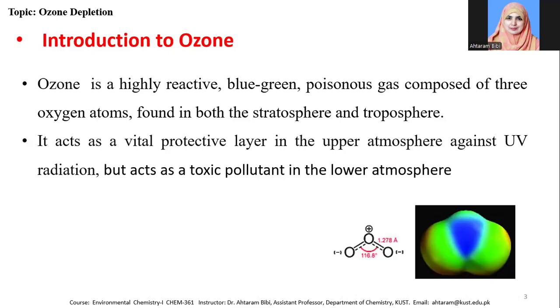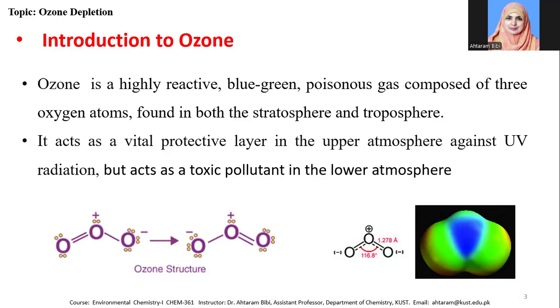This is the structure of ozone, which consists of three oxygen atoms. The bond length between the two oxygen atoms is approximately 1.27 angstrom, while the bond angle between the oxygen atoms is approximately 116 degrees. The color of this ozone gas is blue-green, as one can see in this image. Ozone consists of two resonating forms, and one can see both resonating forms of ozone in this structure.